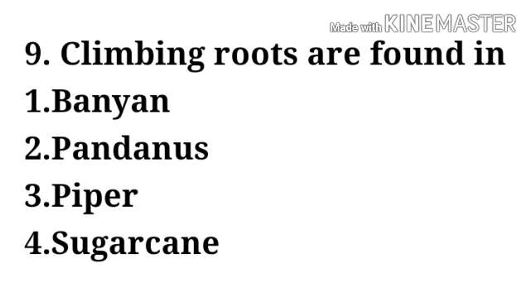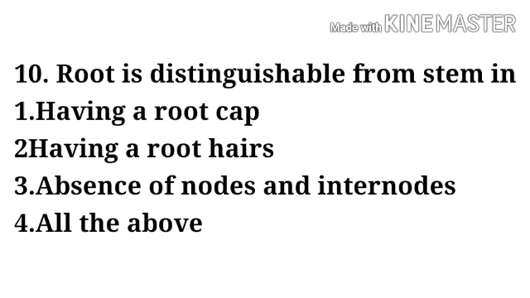Number 9, climbing roots are found in. Climbing roots are developed in climbing plants which need support. Number 1, banyan does not have a weak stem, pandanus is not weak, sugarcane is not weak. Due to this, piper is the climber, so these climbing roots are present in the piper species or the piper genus.